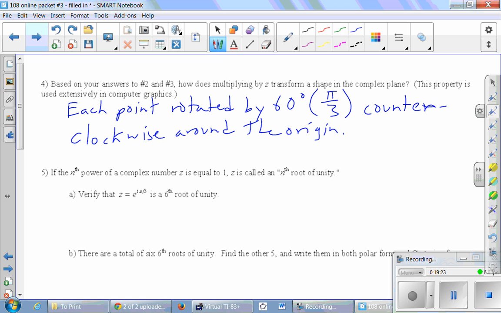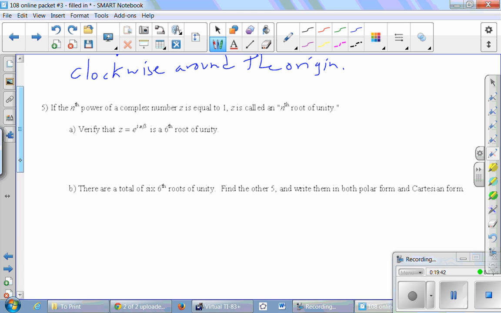Okay, number 5. If the nth power of a complex number z is equal to 1, then z is called an nth root of unity. Part A, verify that z equals e to the i pi over 3 is a 6th root of unity. Okay, so let's understand the definition. It says if we take the nth power of the number, we should get 1. So in this case, it's the 6th power of the number. So we're going to take e to the i times pi over 3. We're going to raise it to the 6th. And we're going to say, is this by some miracle equal to 1? If it is, then we have a 6th root of unity.